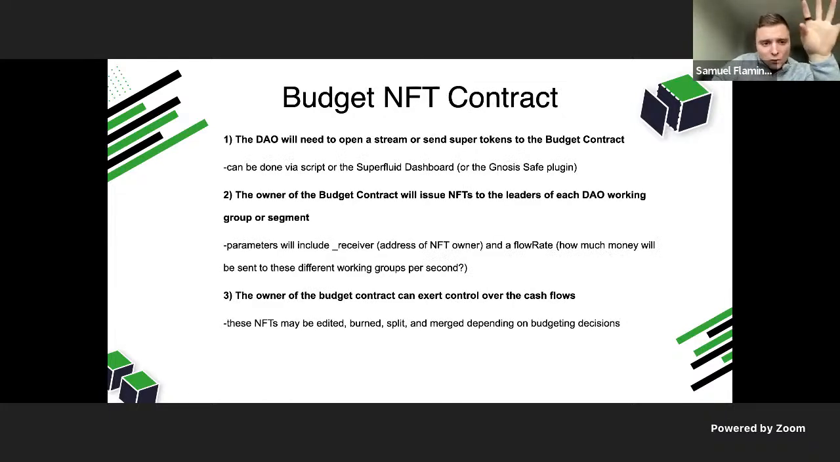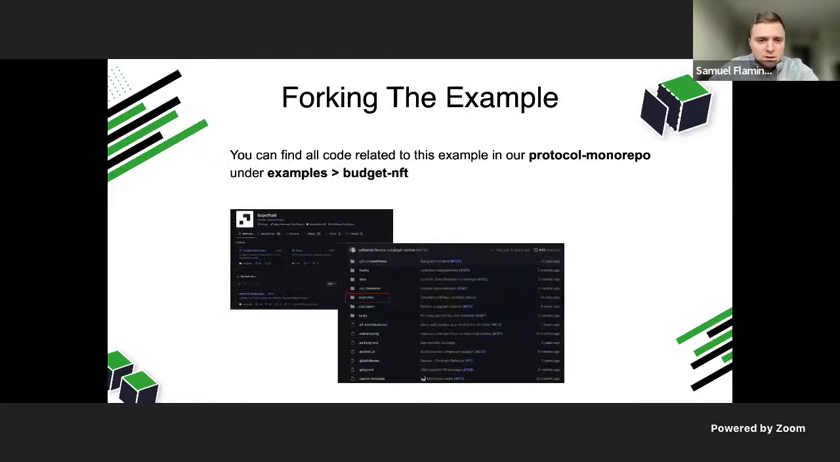The DAO can open the stream and send super tokens to the main contract. NFTs will be issued using this function called issue NFT. And then the owner of those sub NFTs, each individual owner, can manage those NFTs themselves, right? So they can split their own NFT off into members beneath them, and then they can have access to different sources of funds as well. So again, just a reminder, I'm not going to have time to go too deeply into this because I want to have time for a bit of Q&A, but you can find this example in our protocol monorepo under examples, budget NFT.